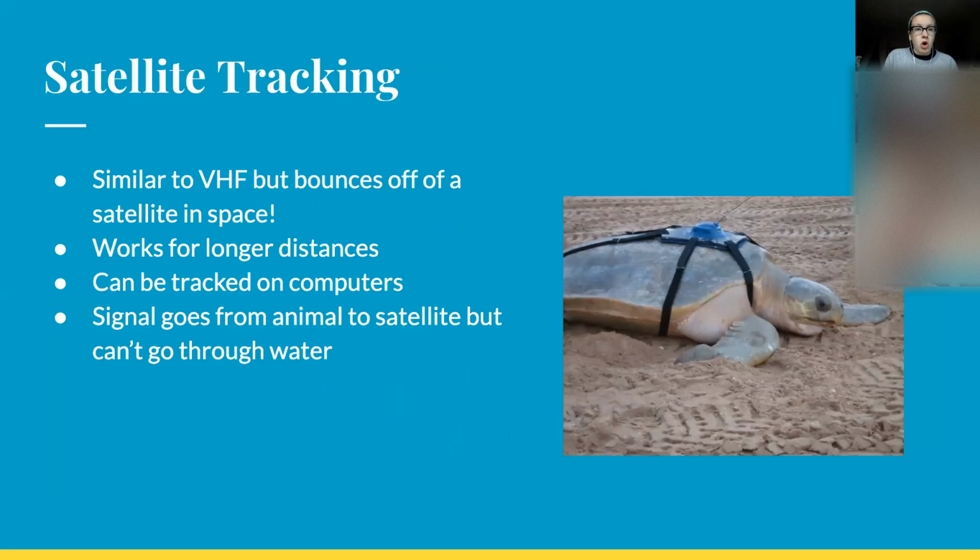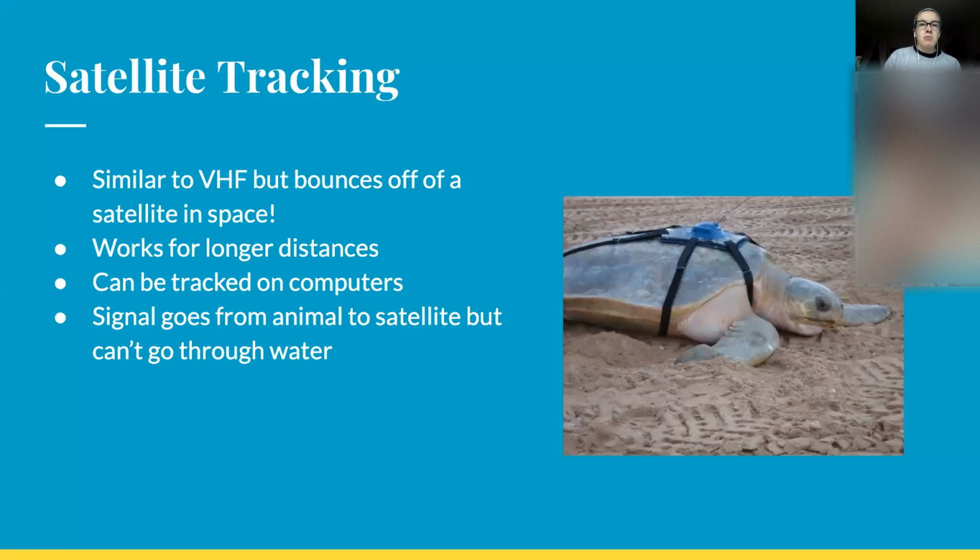The signal goes from the animal to that satellite, but the limit is that it can't go through water. So if you're looking at this sea turtle, what do you think is going to happen with that signal underwater? It's not going to go anywhere, right? So the piece that's on there stores up all the information. Then when the turtle comes to the surface to breathe, it shoots all that information to the satellite, and then it can go to the researchers.